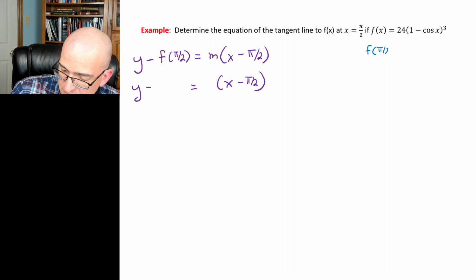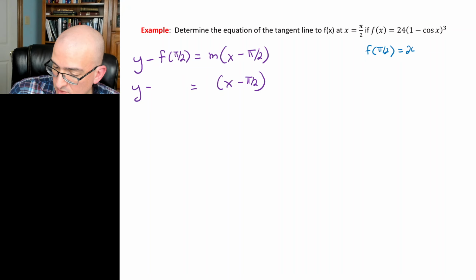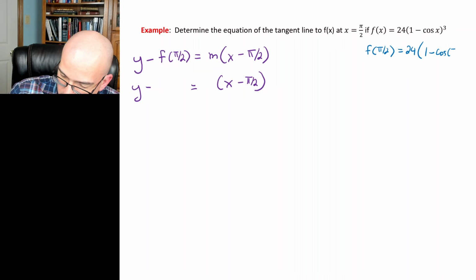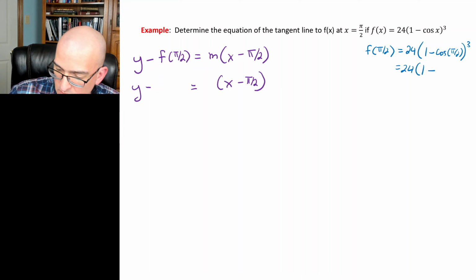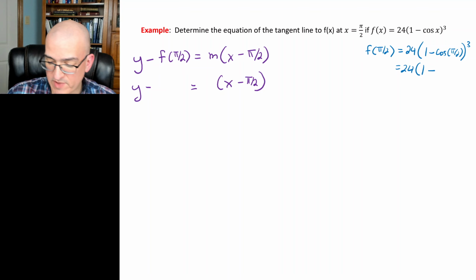F of pi over 2 is 24 times 1 minus the cos of pi over 2, all cubed. What is the cos of pi over 2? What's the cos of 90 degrees?